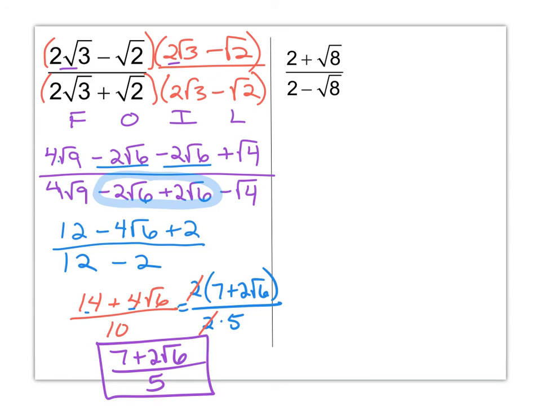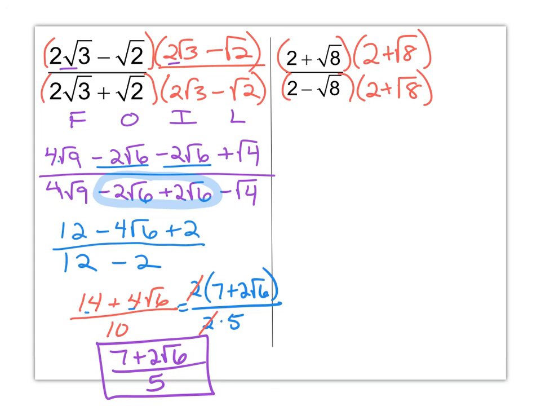Again, we simplify radical expressions by rationalizing the denominator, multiplying by the conjugate. On the right side, we have 2 plus the square root of 8, all divided by 2 minus the square root of 8. We are going to multiply by the conjugate of 2 minus the square root of 8, which is 2 plus the square root of 8. We're going to multiply both the numerator and the denominator by that 2 plus square root of 8.